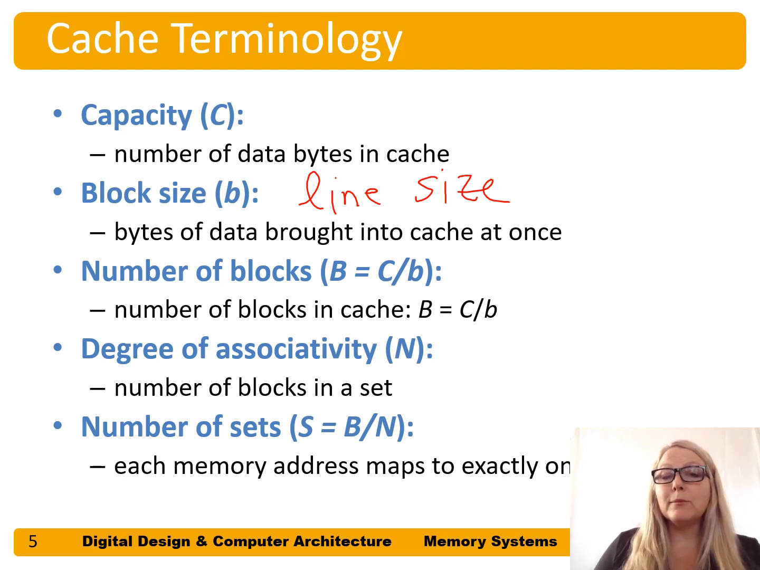The number of blocks, capital B, is the cache capacity, the total number of data bytes we can store, divided by the block size, lowercase b. Degree of associativity, we'll talk about this, is n. This is the number of blocks in a set. And the number of sets is such that each memory address maps to exactly one location in one set. So the number of sets equals the number of blocks over the degree of associativity, the number of ways. And we'll talk about both of those last 2 terms in more detail as well as the other terms.